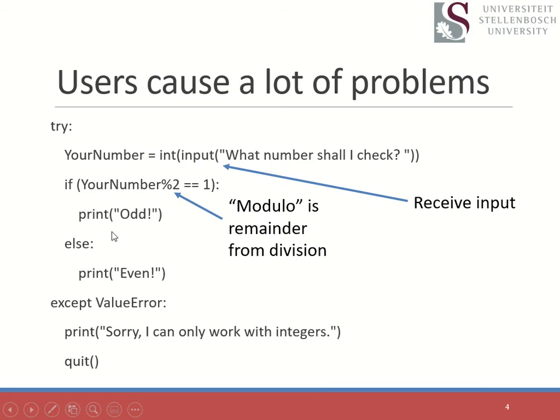As soon as that exception occurs, it stops trying to execute this code in try. So the minute someone types purple in response to this, it is no longer going to try to execute, to take a modulo 2 from it.